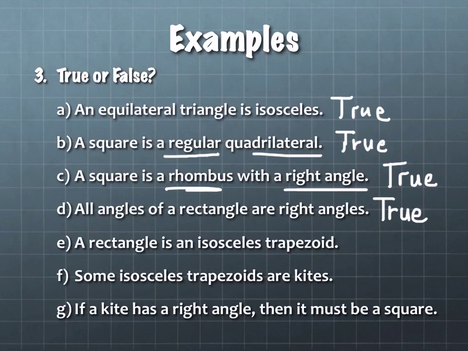E, a rectangle is an isosceles trapezoid. So there's 2 pieces here, right? Is a rectangle a trapezoid? Yes, because it has at least one set of parallel sides, and a rectangle has 2. Is it isosceles? Yes, because it has 2 congruent sides. Isosceles means 2 sides are congruent, and actually in a rectangle both pairs are congruent. They don't all have to be congruent to each other, but there's 2 pairs, right? So this one's true.